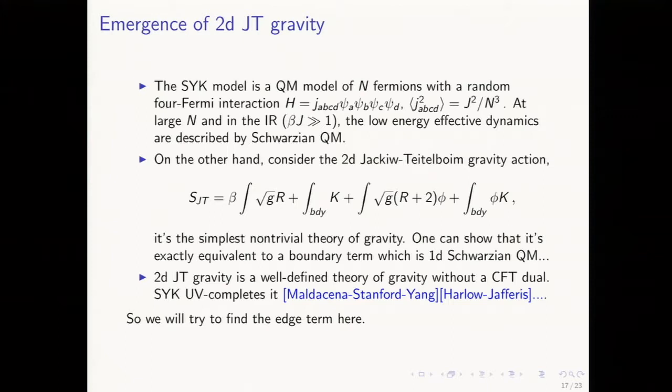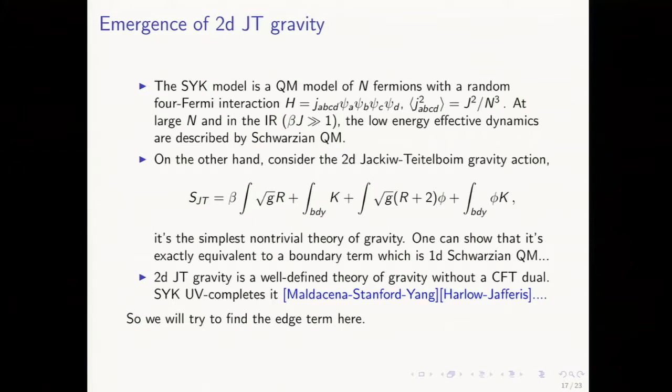This is the simplest theory of gravity, because if you have just 2D pure gravity, then the action reduces to the Euler characteristic, which is boring. So we put in a dilaton to introduce some non-trivial dynamics. And the important fact for us is that you can integrate out the bulk stuff and show that it's exactly equivalent to this same 1D Schwarzian theory that describes the low energy dynamics of SYK.